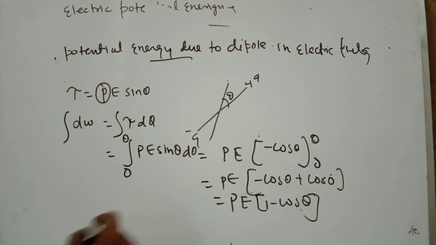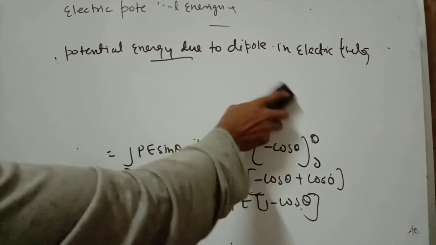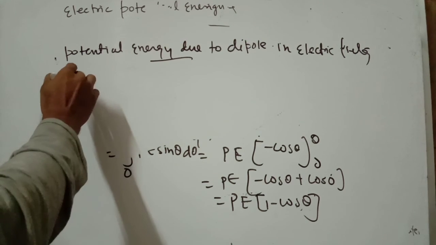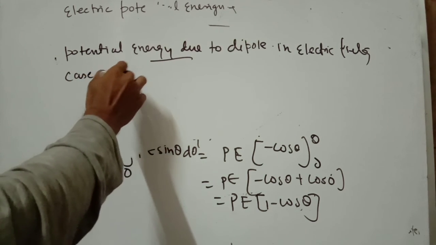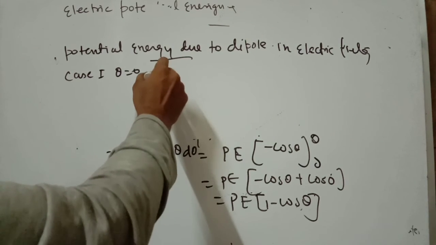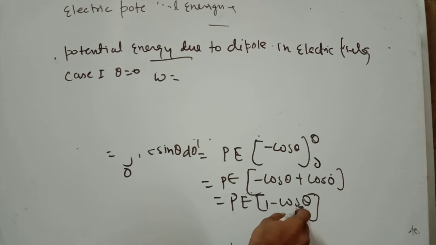So the work done by the external agent on the dipole in an electric field is P E (1 minus cos theta), which is the electric potential energy of the dipole. Now there are cases. Case 1, if theta equals 0, that means the dipole does not rotate. So what is the work done? Cos 0 is 1, so 1 minus 1, and the work done is 0.